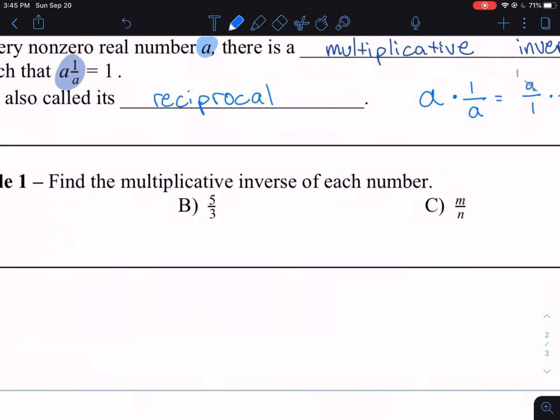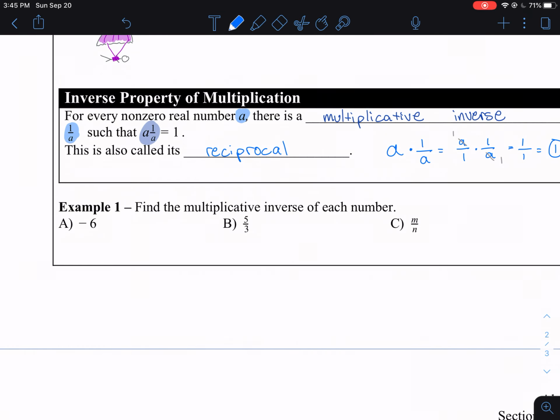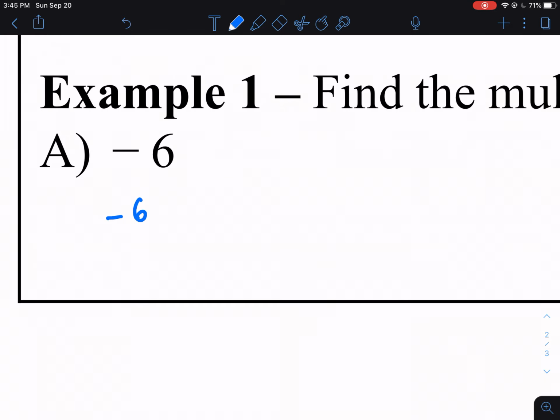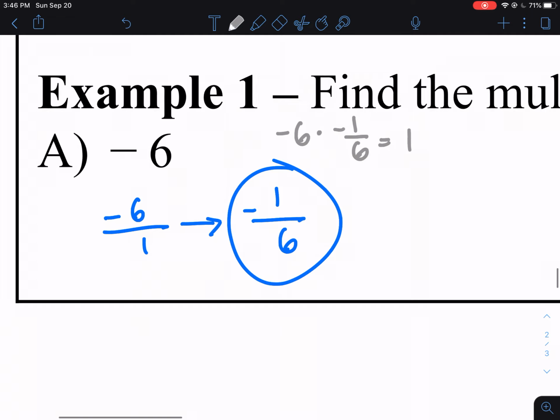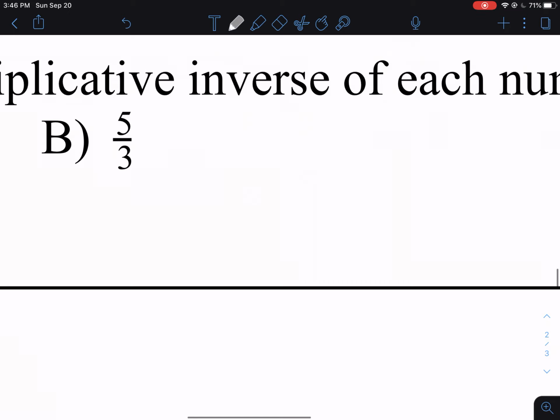So to find the multiplicative inverse of each number, I'm going to tell you the shortcut right away. Flip it over. So the multiplicative inverse of negative 6 over 1 is negative 1 over 6. Ta-da! We flipped it over. And this is because negative 6 times negative 1/6 equals 1. That's why it works. The multiplicative inverse of 5/3 is, flip it over, 3/5.